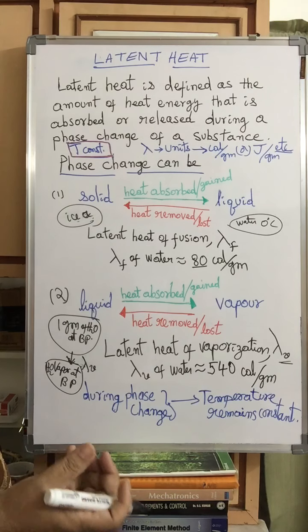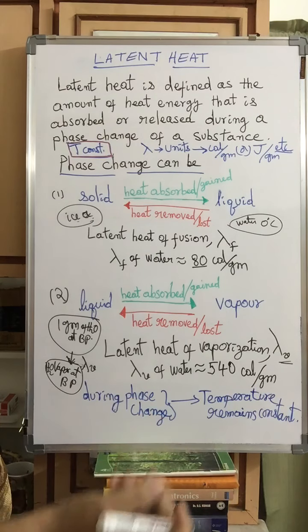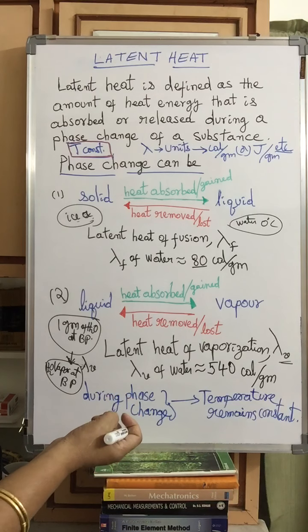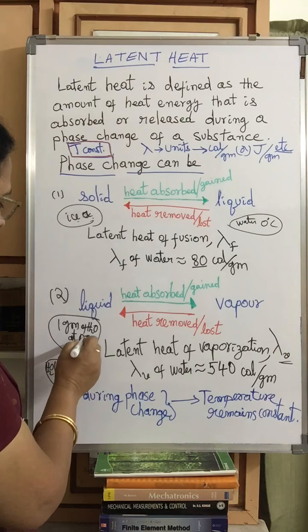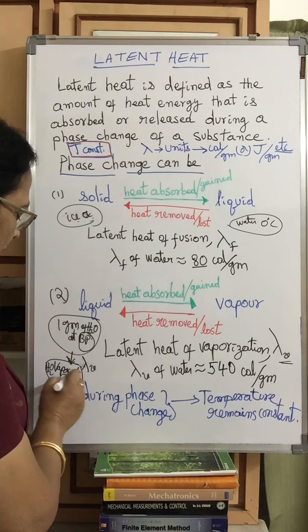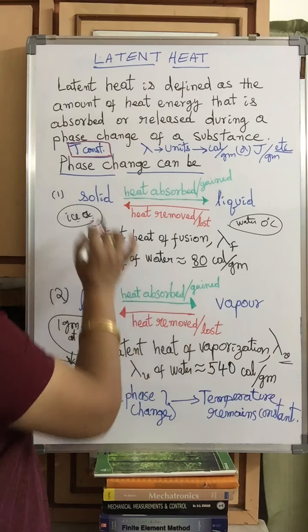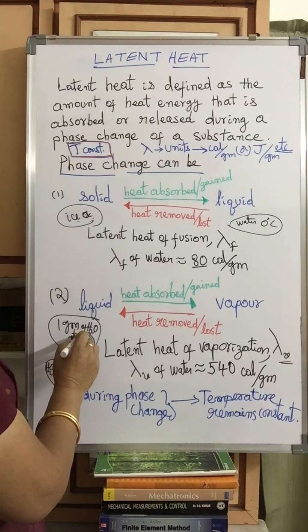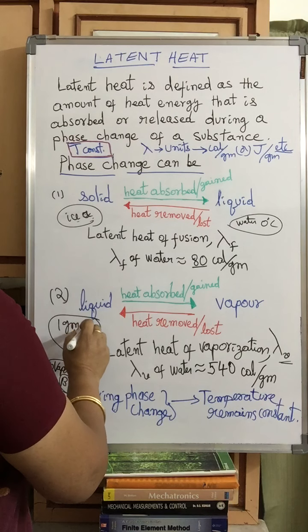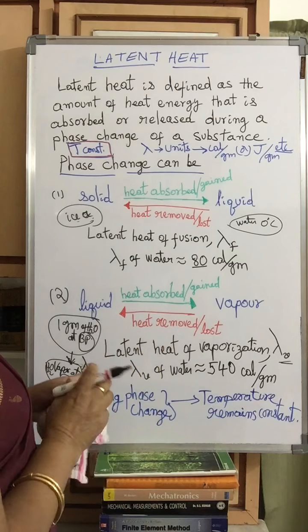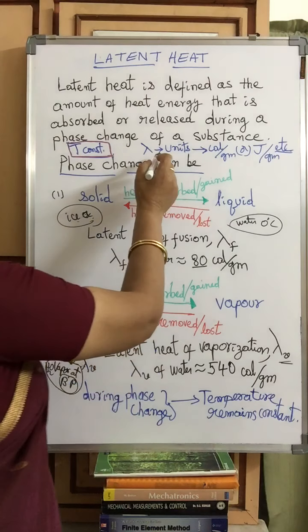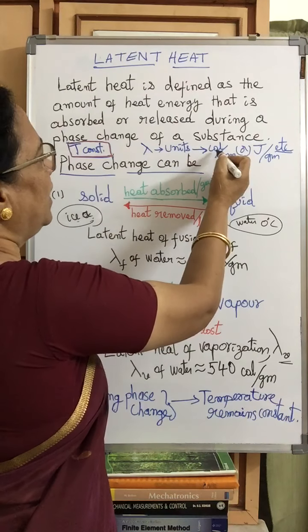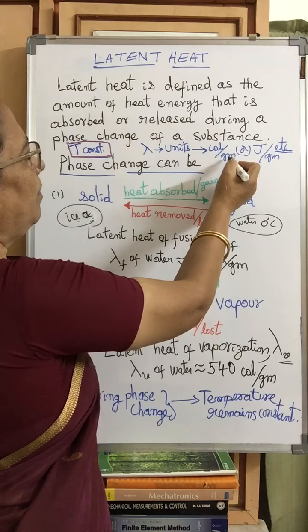This is also called enthalpy gained. Enthalpy is nothing but heat content. So during phase change, this is also boiling point, this is also boiling point. Temperature remains constant, but the phase is changing from liquid phase to vapor phase. And its units are what? Lambda units: heat energy per gram.